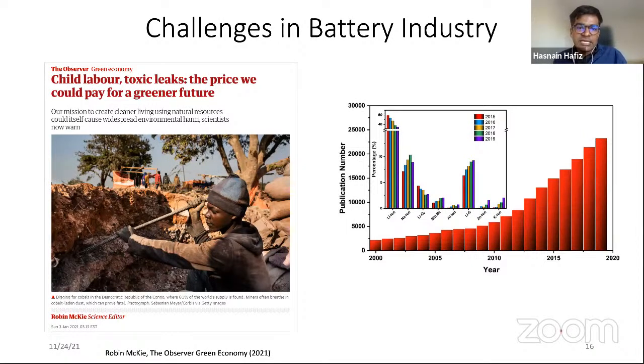As you can see here, the number of published papers on the right side. Here the papers were searched from the Web of Science from 2000 to 2019. The inset displays the percentage of papers published for different batteries from 2015 to 2019. So you can see that there is a global surge of research work in the battery world, and that also reflects in the publications.